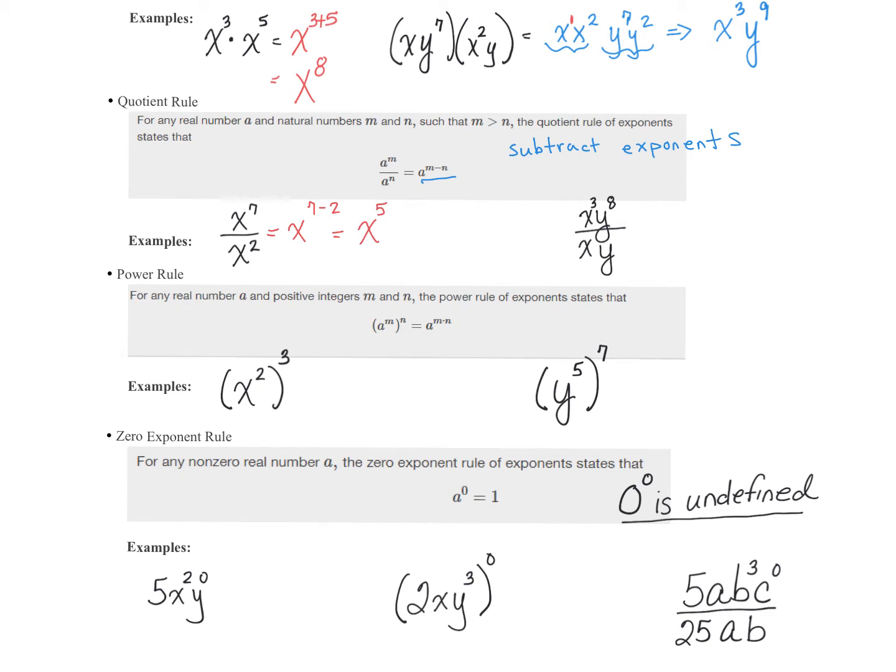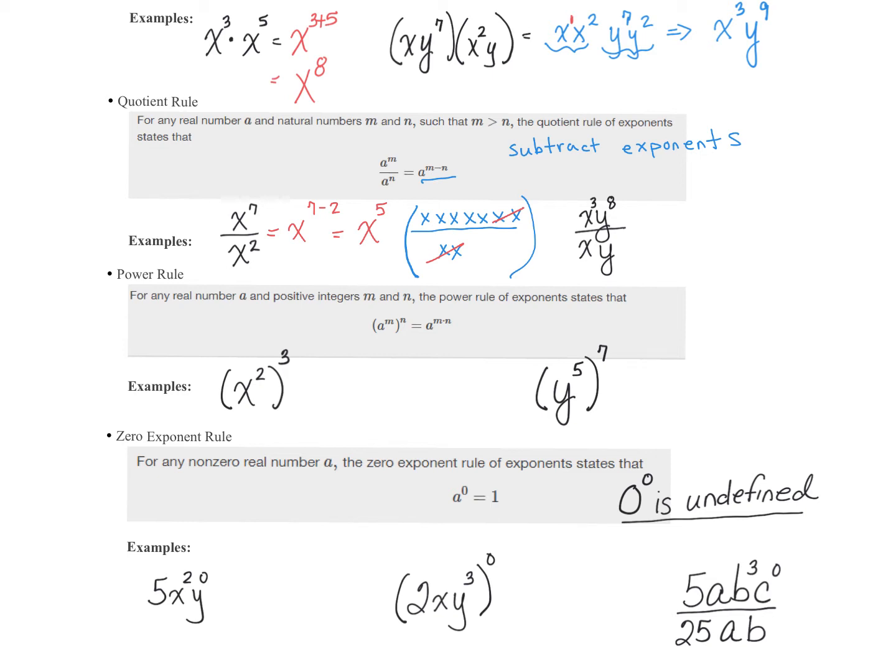You may have seen this before if we think about it a different way. If we say x times x times x times x times x times x times x, 7 x's, divided by 2 x's, we can cancel 2 of those with 2 of those, and we're left with only 5 x's.